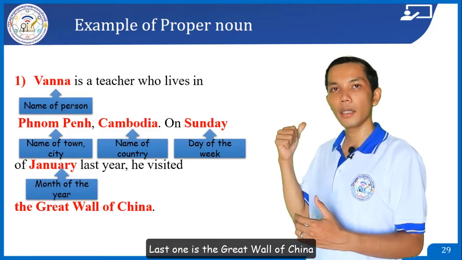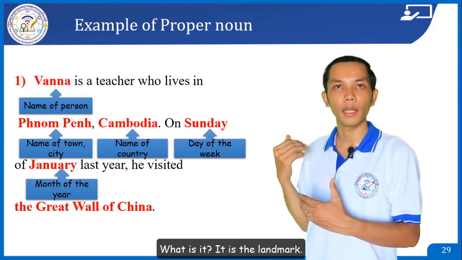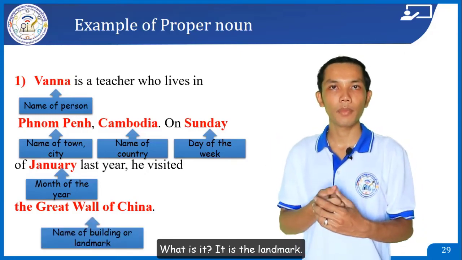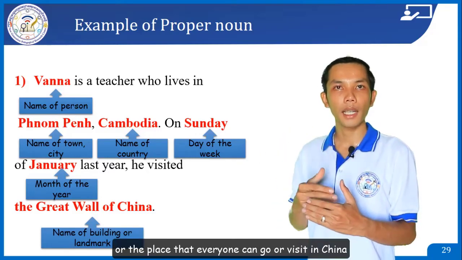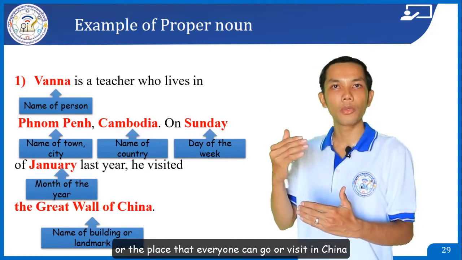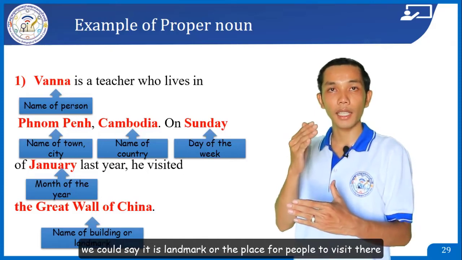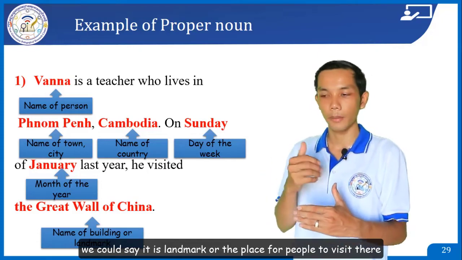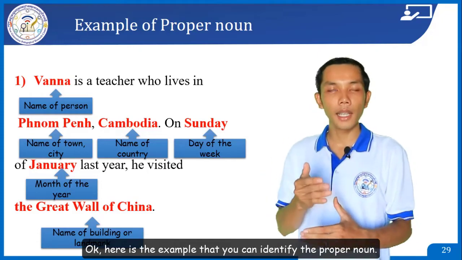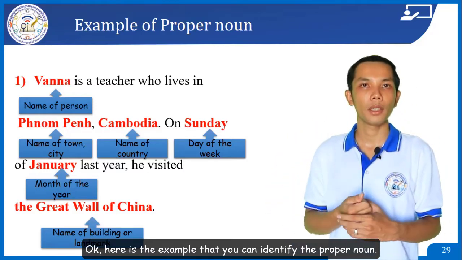How about the last one, the Great Wall of China? What is it? It is a landmark or a place that everyone can go to visit in China. We could say it is a landmark, or a place for people to visit. Okay, here is the example that you can use to identify proper nouns.